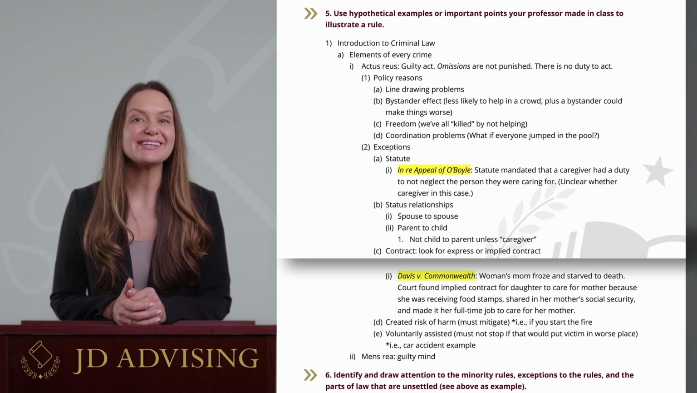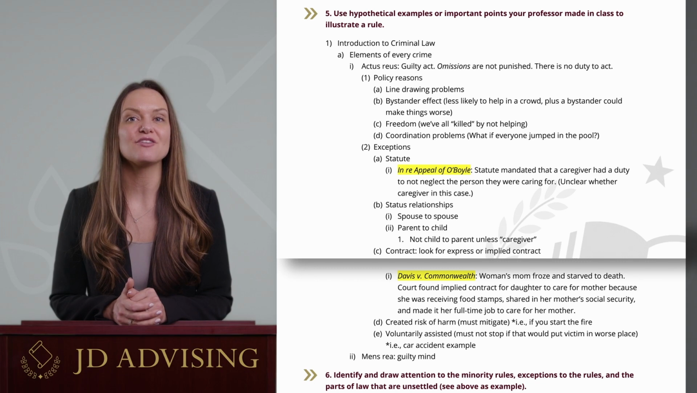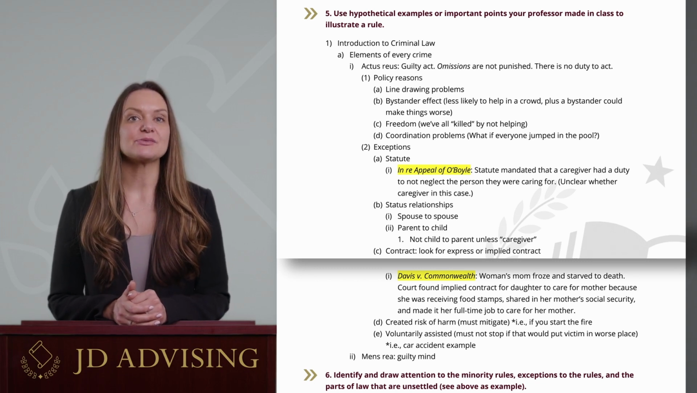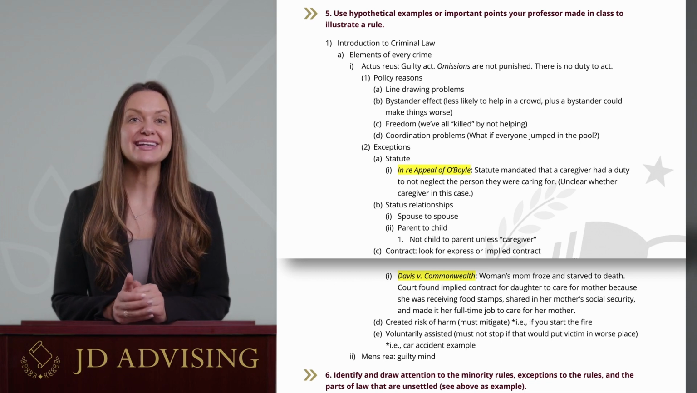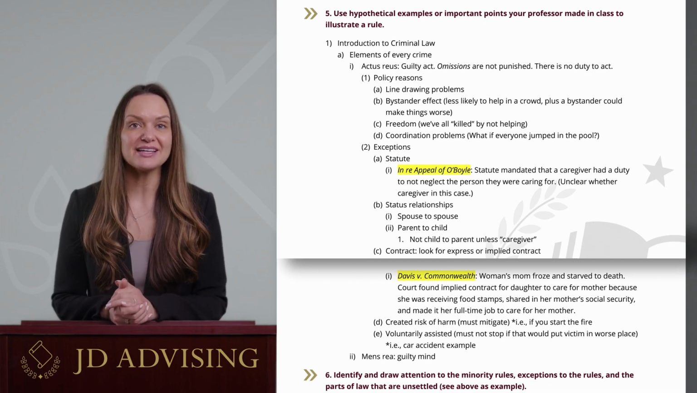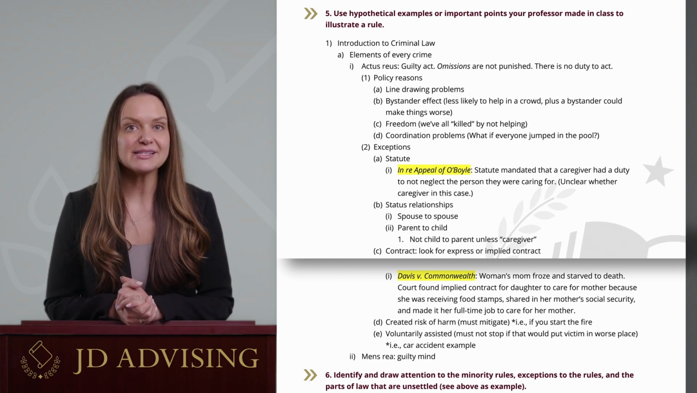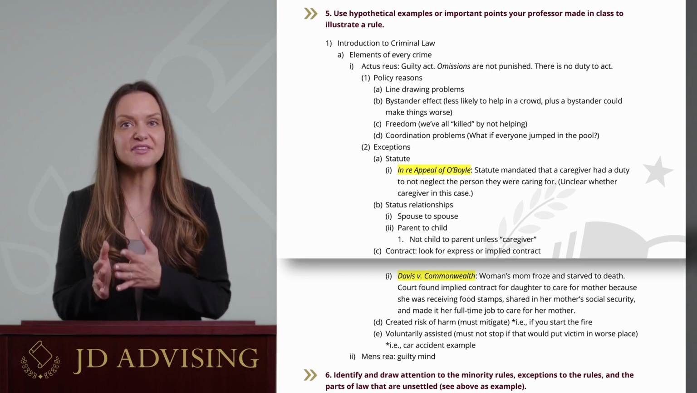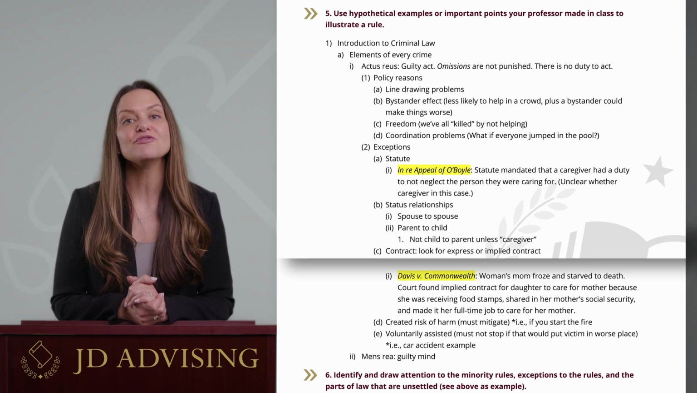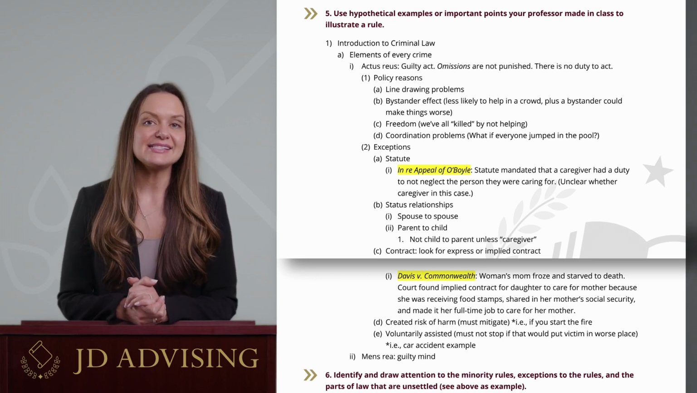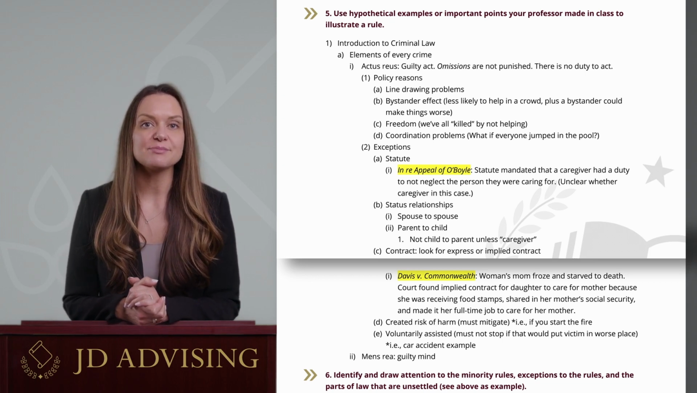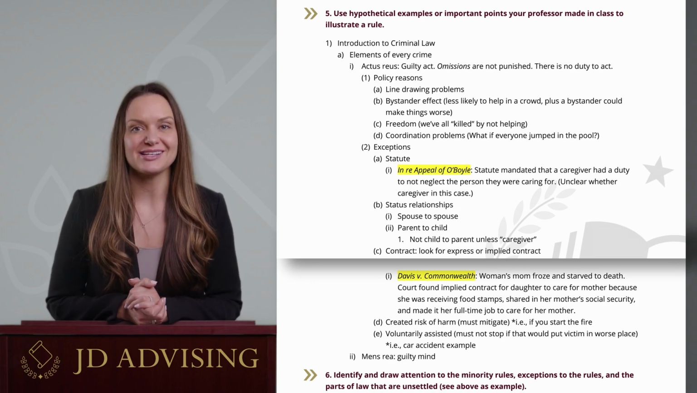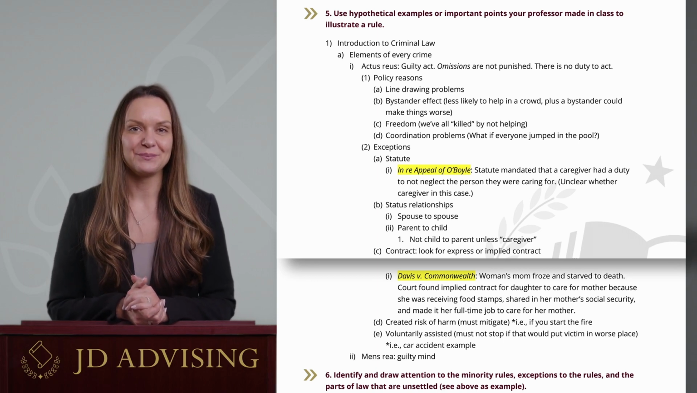Then the final example is under the exception for voluntarily assisted. The example covered in class was about a car accident. If you see an accident and you stop to help the victims, you have to act reasonably. You can't just stop in the middle of helping and leave the victims in a worse position than you found them. Since this example came from class, we decided to put it right next to the rule and to put a little star next to it so that it stands out.